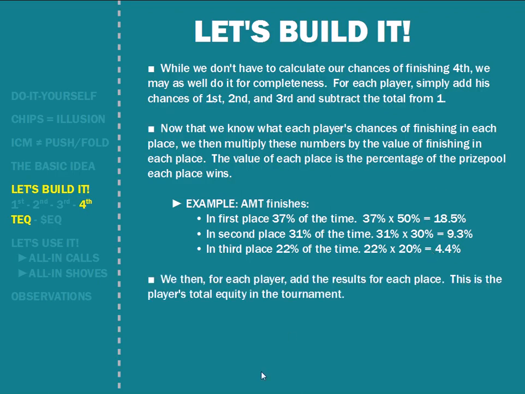So then for each player, we add the results of each place, and this is a player's total equity in the tournament. So for example, AMT's equity is the 18.5% for first, 9.3% for second, 4.4% for third, and adding it across, we get 32.2% total tournament equity.